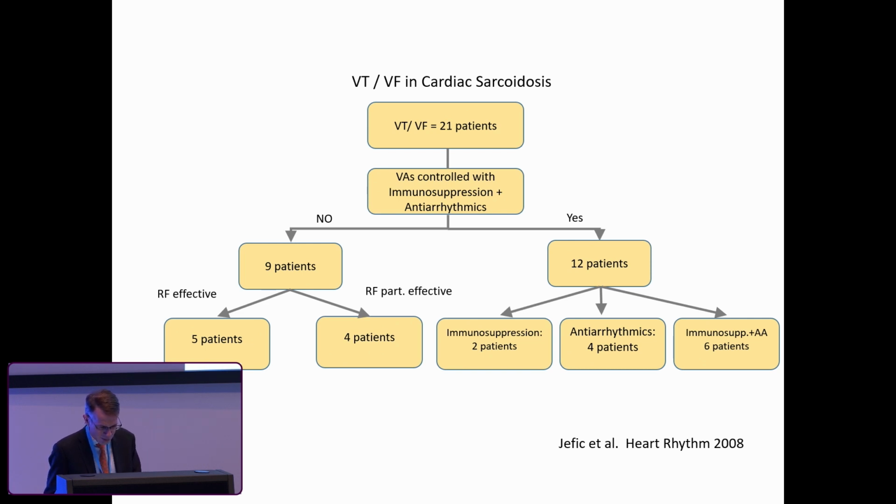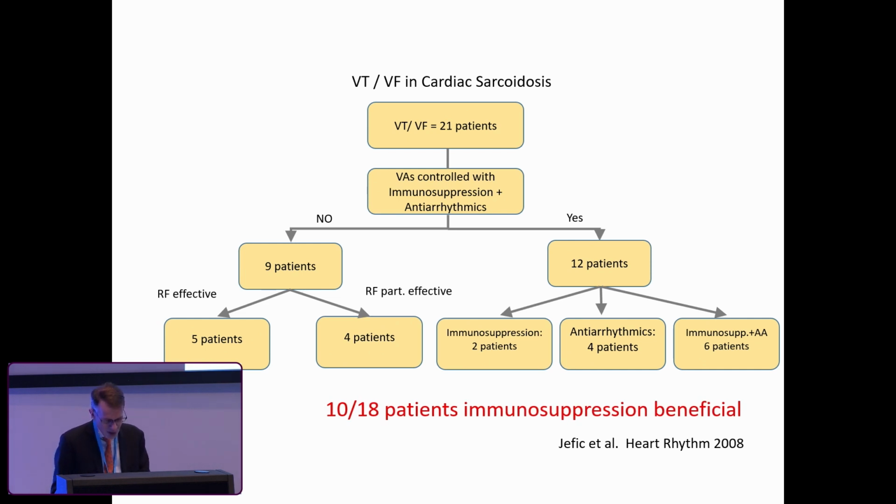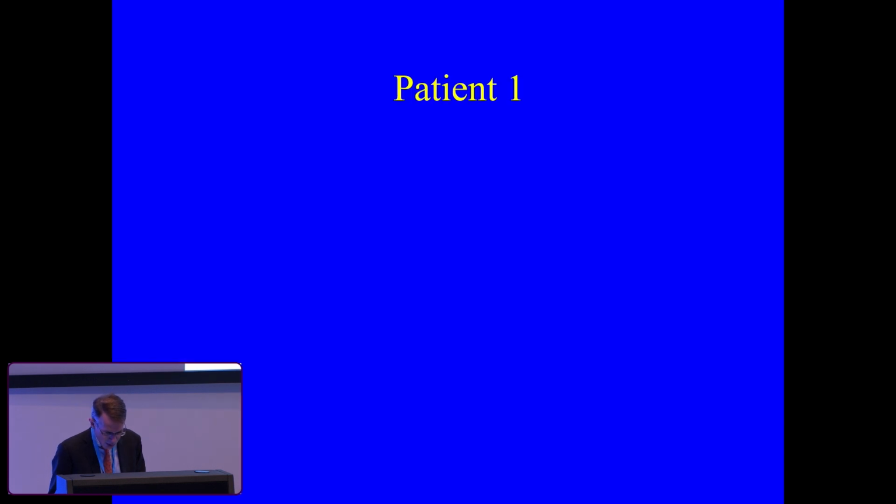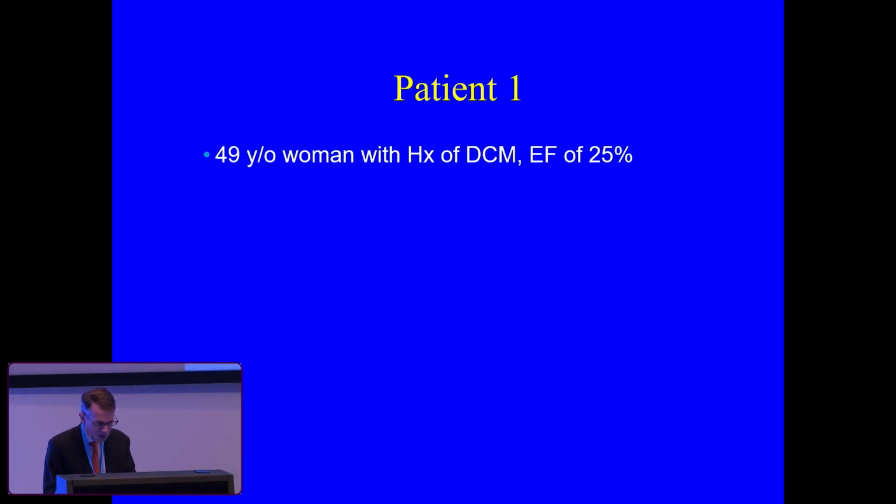This approach was successful in 12 patients. In 2 patients, immunosuppression alone worked. In 4 patients, antiarrhythmics worked. And in 6 patients, the combination was effective. This was not effective in 9 patients. 5 patients underwent an effective ablation for the VT. In 4 patients, the ablation was not completely, but was partially successful. In 10 of the 18 patients in whom immunosuppression was used, this was beneficial, and this is of key importance in treatment of these patients.